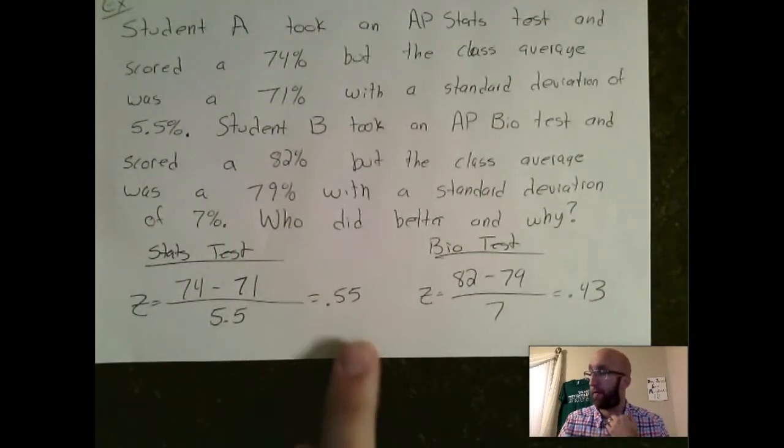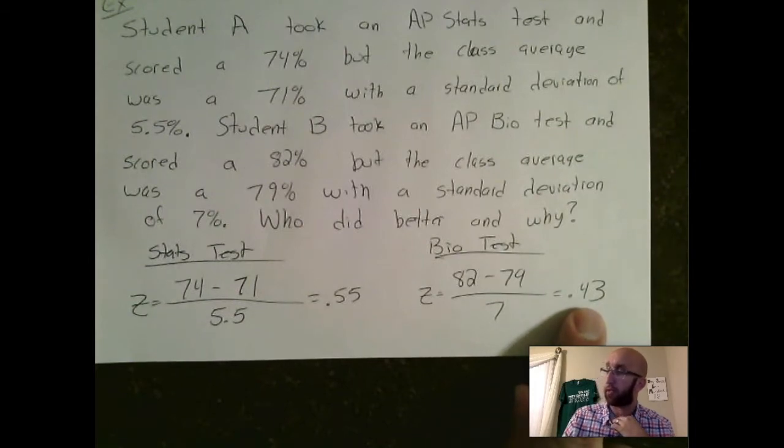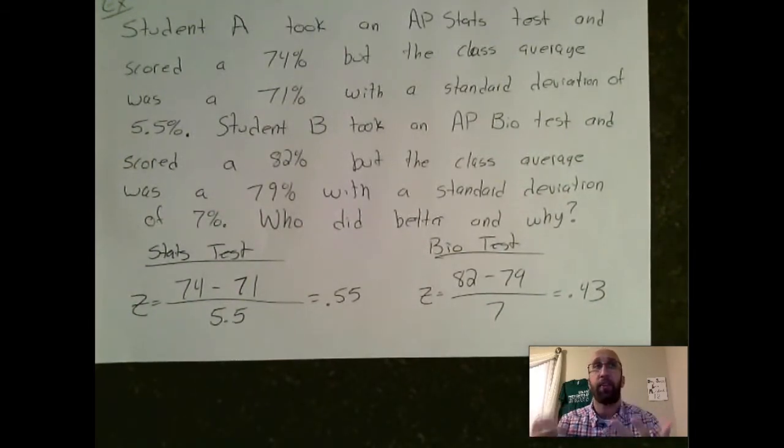So looking at the two, I have a z-score of 0.55, a z-score of 0.43. Since the 0.55 is better, I can say the stats test was better off than the bio test, okay? I can say the stats test is better than the bio test.